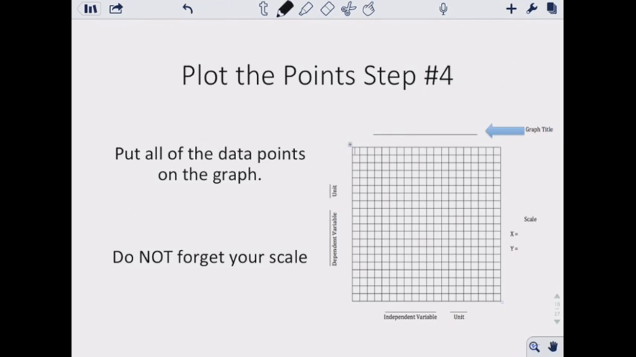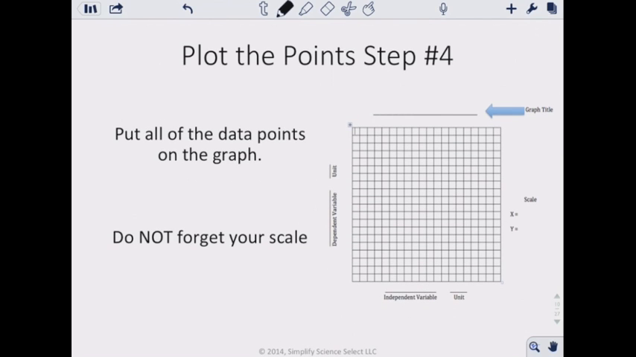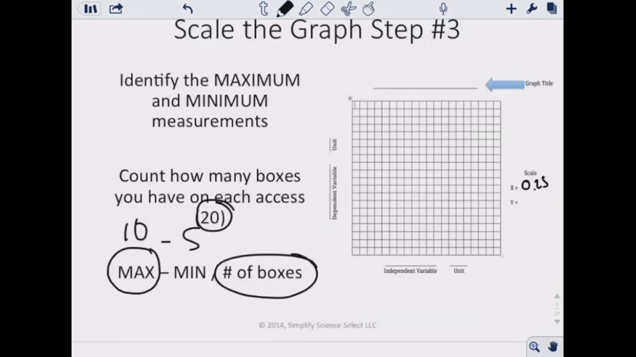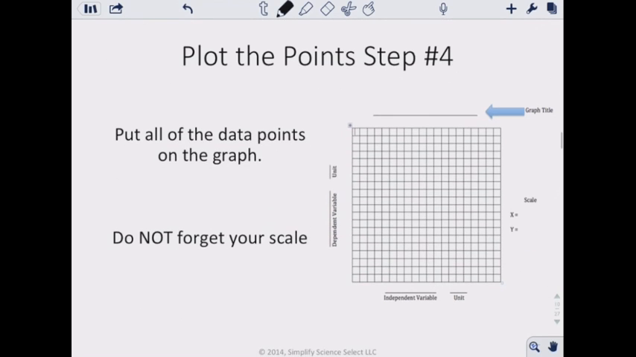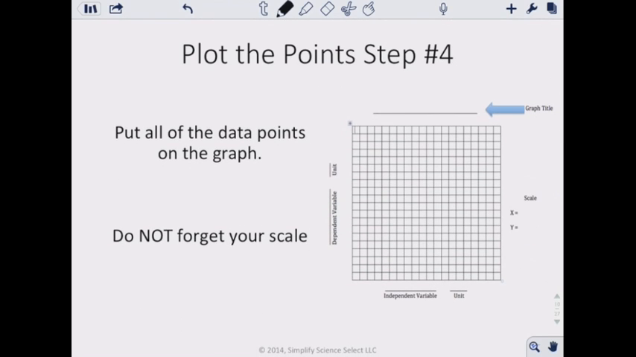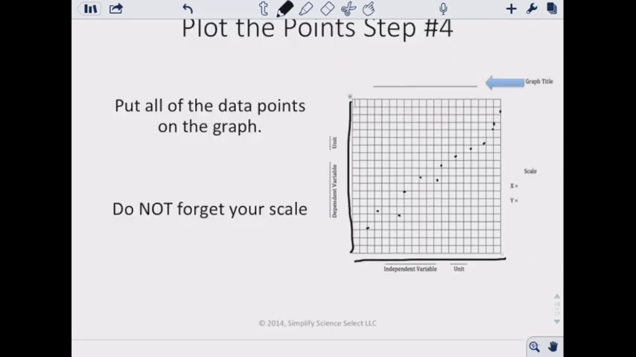Okay, and so we put all the data points on the graph. After we find the scale and we make sure that we write it in, we go ahead and we put all the data points on the graph. And what we'll see is we'll probably have some data points that line up really well. And so we line everything up and we put our data points on the graph by using our numbers that we write in here when we write our scale.